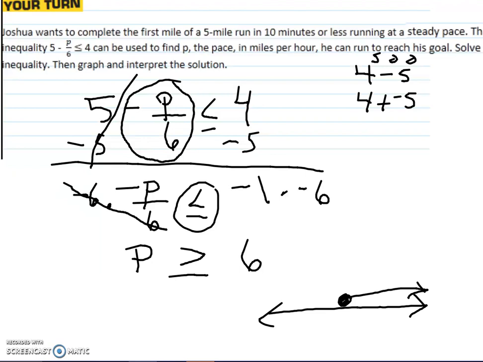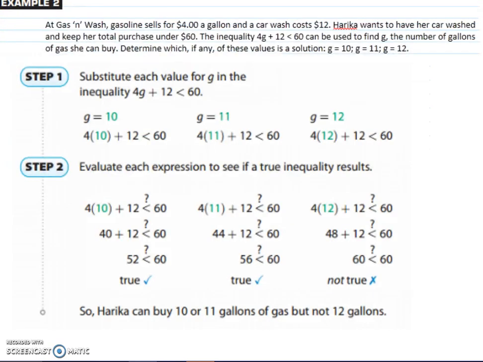Okay, flip it over to the back side. On the back side, we are using substitution or plug and chug to solve. It says, at Gas and Wash, gasoline sells for $4 a gallon and a car wash is $12. Harika wants to save her car wash and keep her total purchases under $60. The inequality 4G plus 12 less than 60 can be used to find G, the number of gallons of gas she can buy. Determine which, if any, of these values is a solution. So we want to know, is 10, 11, or 12 a solution?